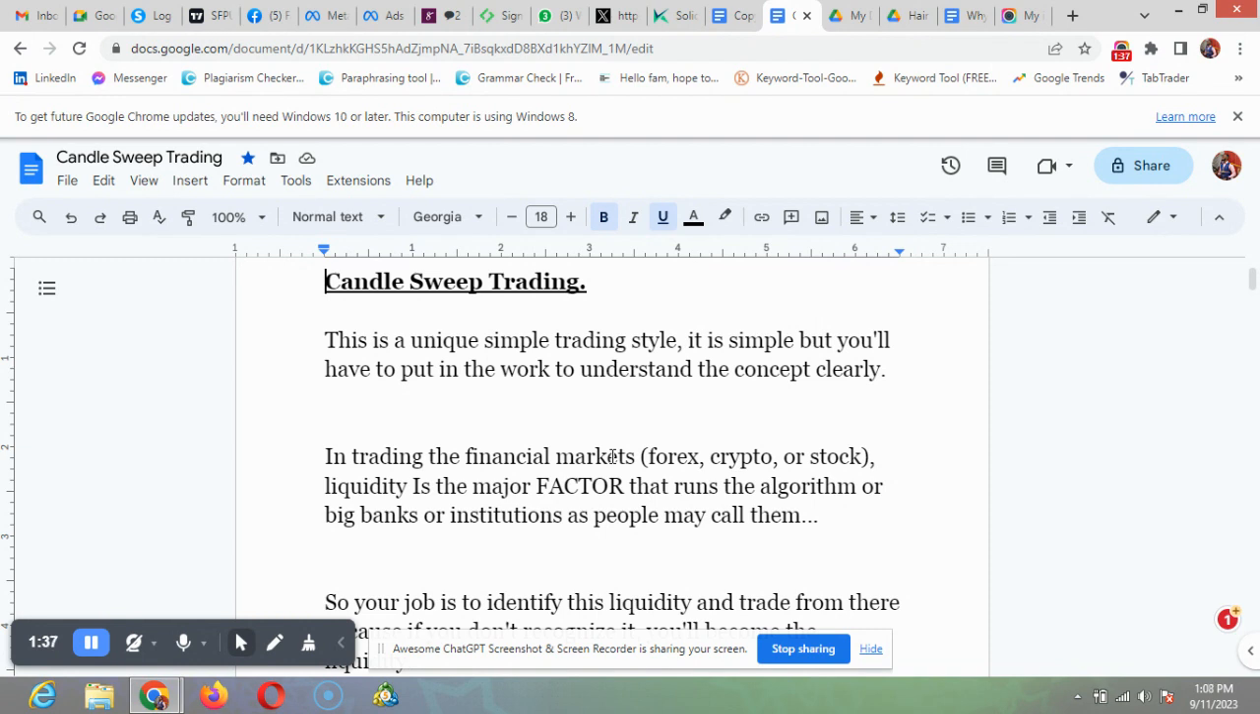once the high or low is taken out, that movement is called a sweep and it is called a liquidity. Once we're able to identify this liquidity, our job would be to trade from there. I hope this makes sense. So this system is built around liquidity.